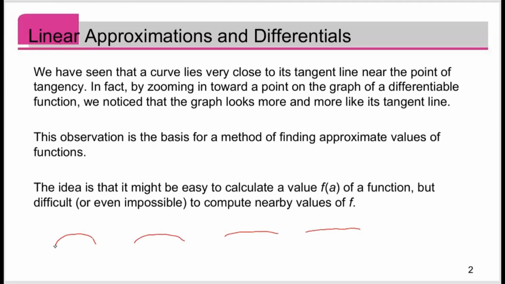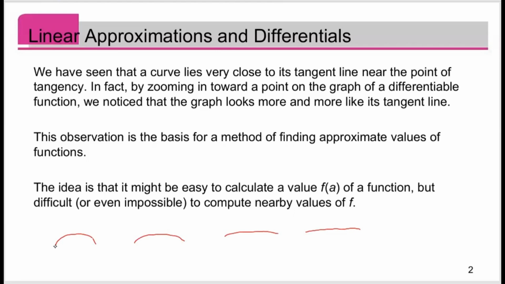Right, so this observation of the concept of tangent line as the approximation for the curve is the basis for a method in finding approximate values of functions. Because in real life, sometimes it's not easy to find a value that is on a curve. And at times, we require this kind of approximation to help us find a good value to be used at the point where we have difficulty in finding the exact or the actual value.